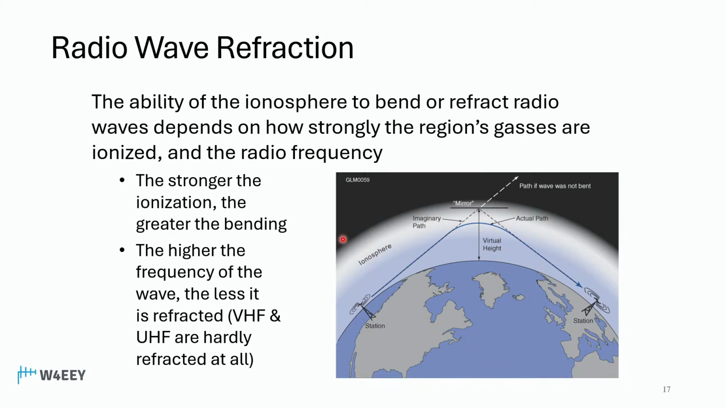A little bit more on refraction. It's the ability of the ionosphere to bend or refract radio waves, depending upon how strongly the region's gases are ionized and the radio frequency. And here we're getting into the MUF thing. The stronger the ionization, the greater the bending, and the higher the frequency of the wave, the less it is refracted. VHF and UHF are hardly refracted at all. So here we're starting to mix the frequency of the signal we're sending along with the refraction capabilities at an individual frequency.